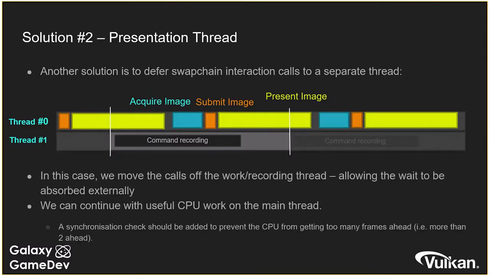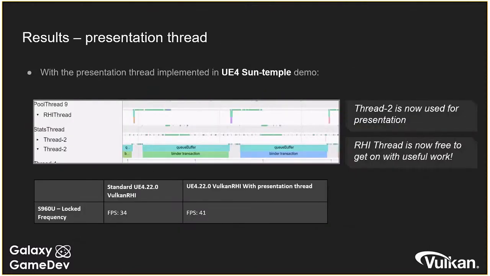You'll still need some form of synchronization point, but again, the idea here is that we're always using our CPU threads for effective work rather than wasting valuable time just sitting around doing nothing. Looking at some performance figures from this change, this is running on an S9 Adreno chip, and just from implementing this second thread, we got an increase from 34 to 41 FPS.